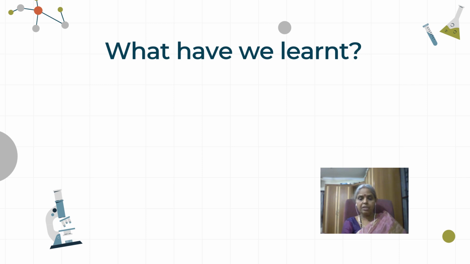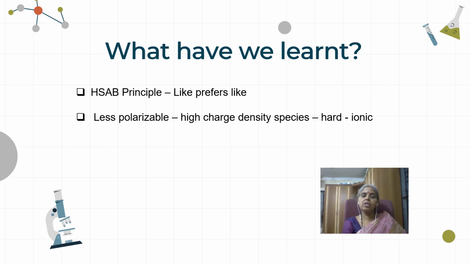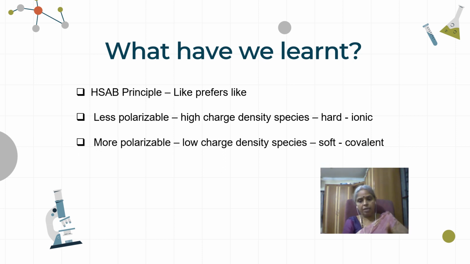We come to the last part, and let us recollect what we have learnt in the last chapter of the 5th unit. We have learnt that the HSAB principle says like prefers like: hard prefers hard, soft prefers soft. Less polarizable, high charge density species are hard and they are ionic in nature. They form ionic compounds with other hard bases or acids. The more polarizable, low charge density species are soft and they are covalent in nature. That is, through the overlapping of electron clouds, they prefer to form bonds.